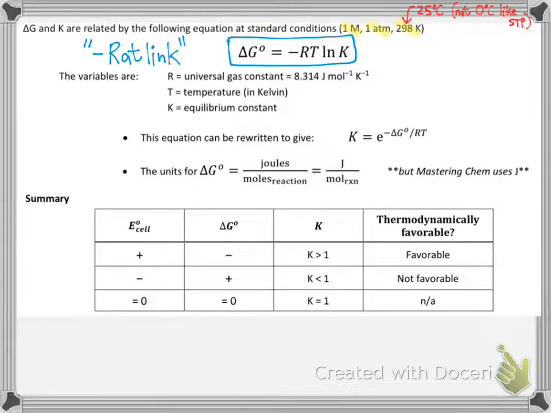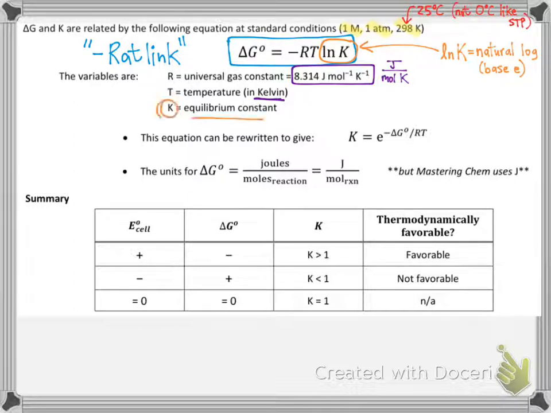Now the R, of course, it's a pirate's favorite constant, the universal gas constant. But now we are going to be working with the energy R, the one that we have not been using for PV equals nRT, 8.314 joules per mole Kelvin. That's how you read all those negative exponents. Your temperature, of course, must be in Kelvin, and K is the equilibrium constant. Ln is the natural log base e. If you don't know what that means, that is totally okay. For our purposes, the natural log is going to be a button on the calculator.